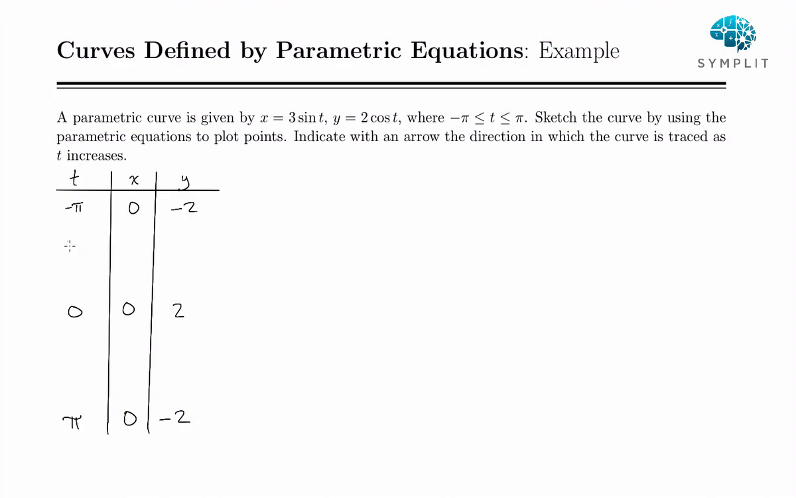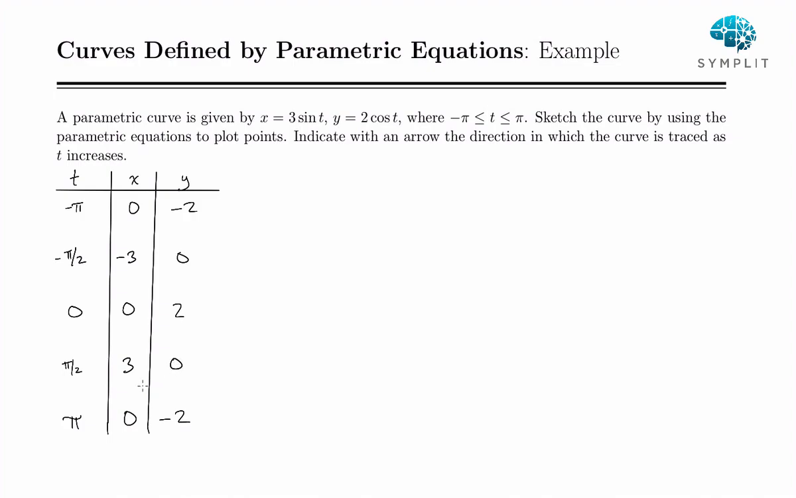Let's pick the midpoints of these. Let's do negative pi over 2, and pi over 2. Sine of negative pi over 2 is negative 1, so x is negative 3. Cosine of negative pi over 2 is 0, so we get y equals 0. For pi over 2, sine of pi over 2 is 1, so x is 3. Cosine of pi over 2 is 0, so y is 0.